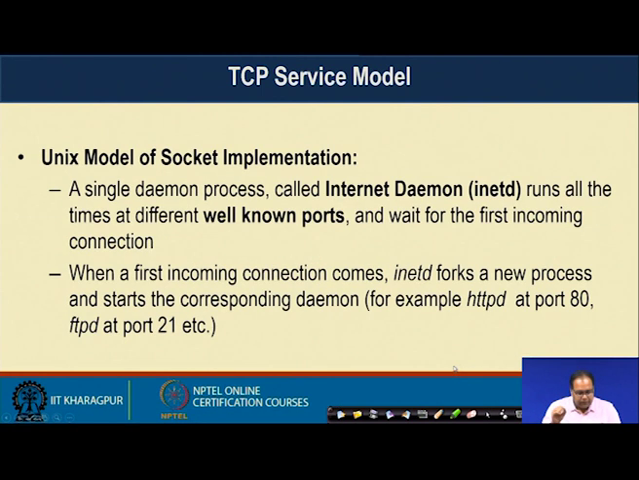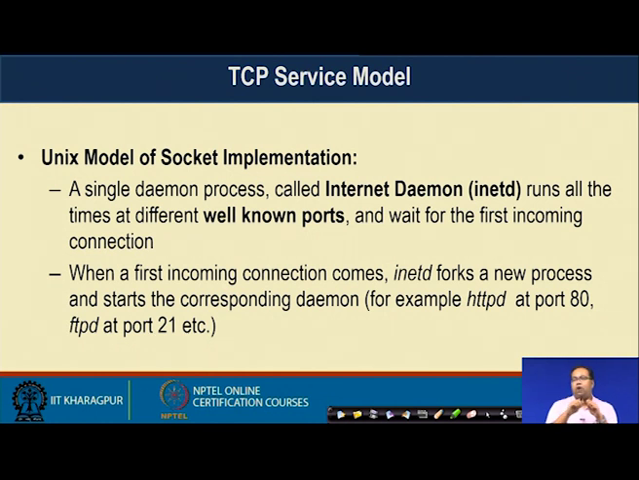So, in a Unix based socket implementation, we normally run a single daemon process, which is called the internet daemon or inetd. This inetd runs all the time at different well known ports. So, it is not the case that you have to keep one socket open all the time; inetd takes care of that. The inetd keeps on running on different well known ports and waits for the first incoming connection. When the first incoming connection comes, inetd forks, that means it creates a child process with a new process ID and starts the corresponding daemon.